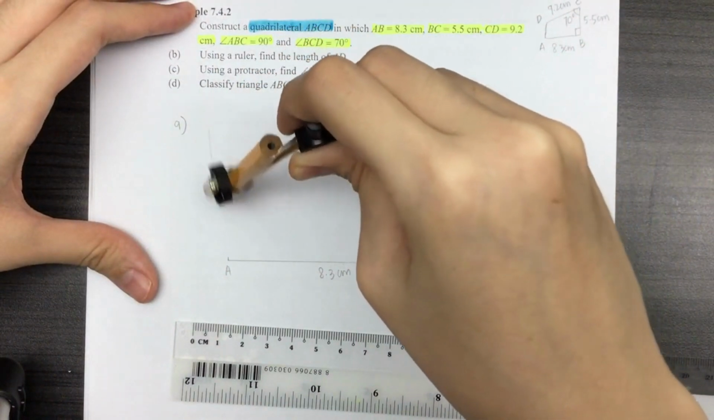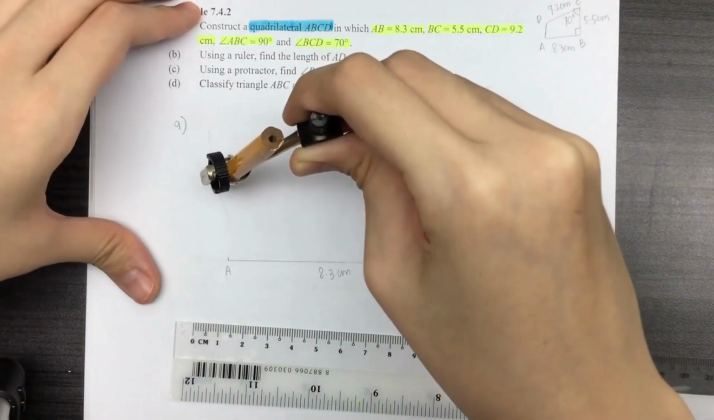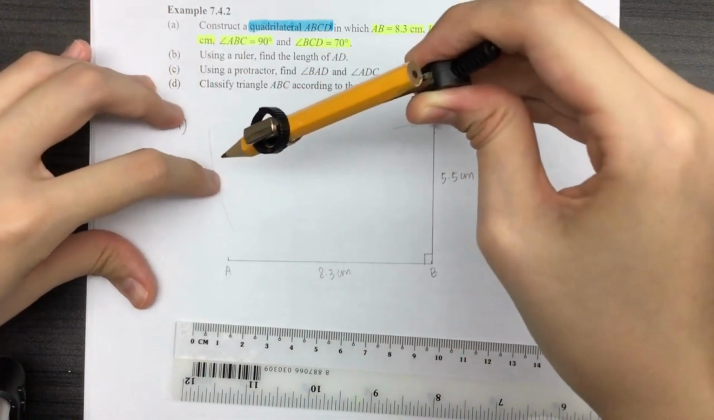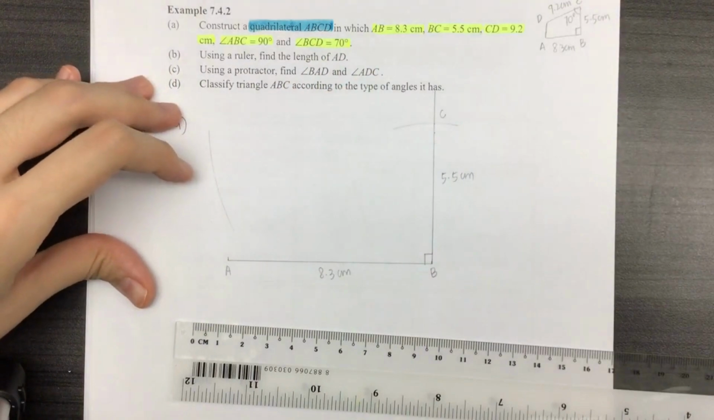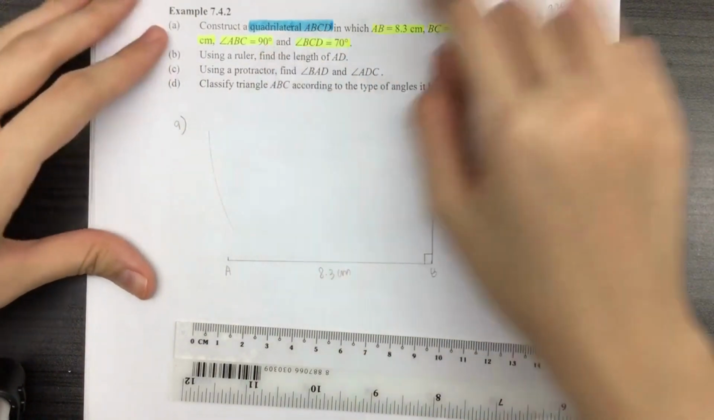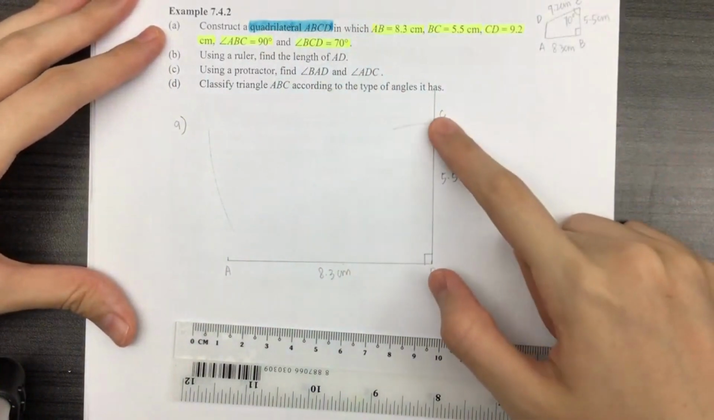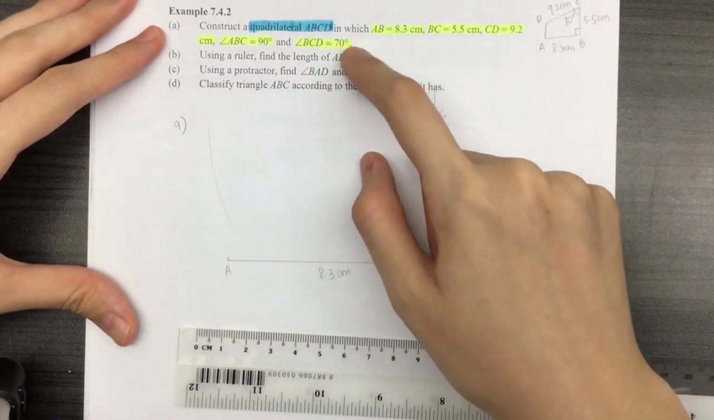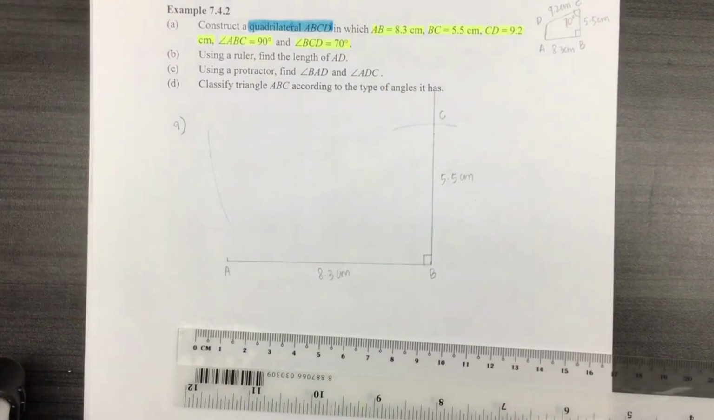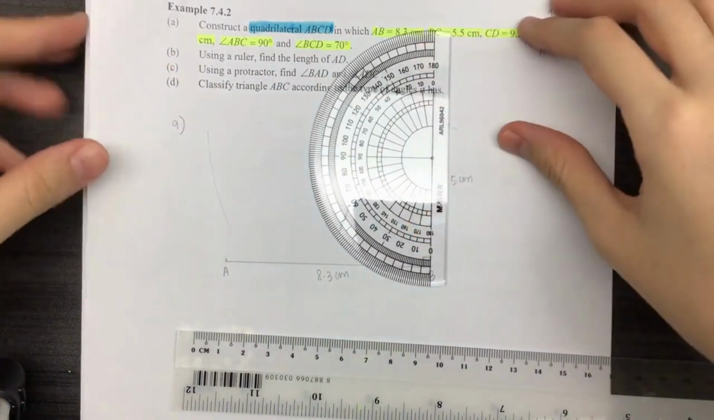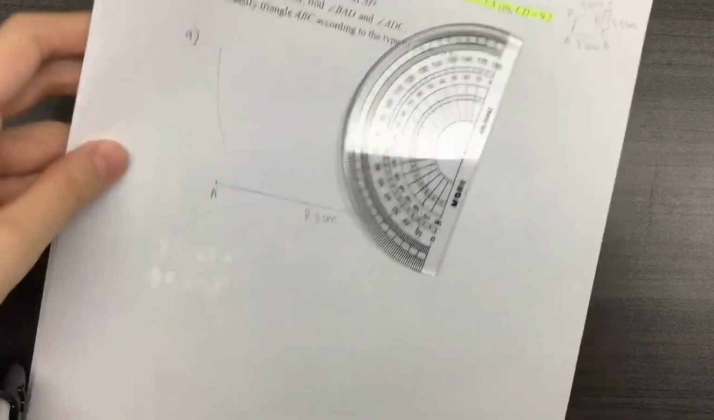So I've drawn my arc and I know that this is 9.2 cm, and the next information we have is that angle BCD is 70 degrees. Now you need to use your protractor. So I will turn my paper around.